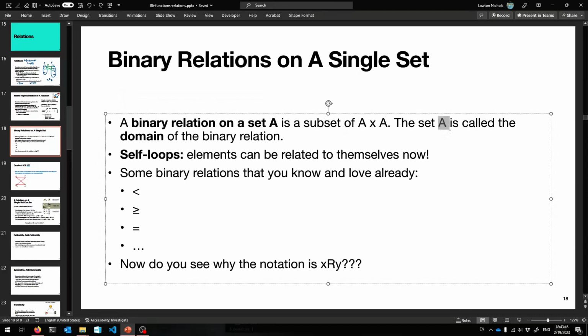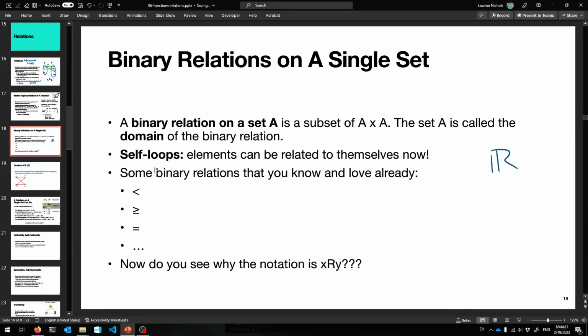And in this case, we call A the domain. You're relating elements of A to other elements of A. Okay? And because you're doing that, you can now have things called self-loops in your little diagrams, right? Because your elements can be related to themselves. They are of that same set. That's totally possible.